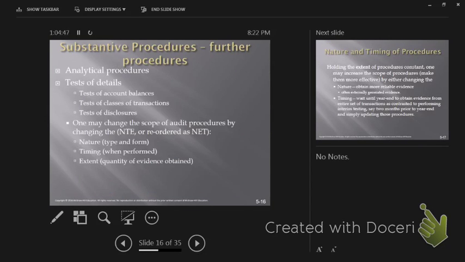Okay, now we've got substantive procedures, further procedures. What else can we do further down the line? We've got tests of details. We're going to look at tests of account balances, tests of classes of transactions, and tests of disclosures. And one may change the scope of a procedure once you get going. This is where you might broaden the scope once you get in there and realize that maybe you thought you were going to look at 10 transactions, and you get in there and think, I think we need to look at a bigger scope. Maybe it's because you find problems right away, or maybe it's because it's not quite what you formed. You've got to look at the nature, the timing, and the extent of what's going on.